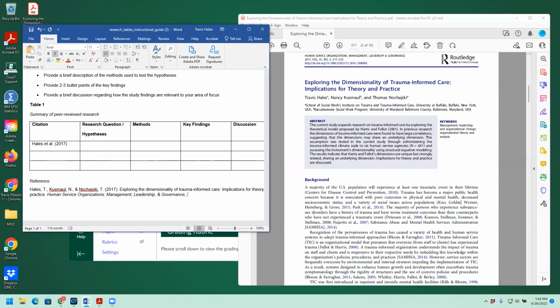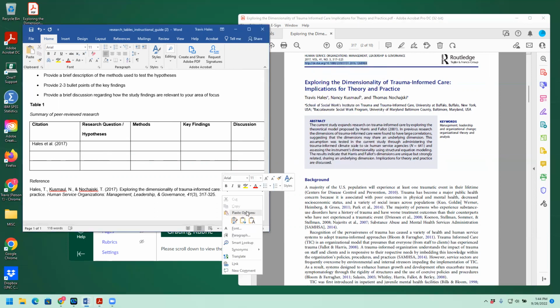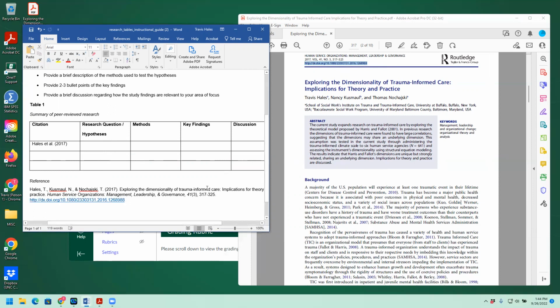And here you put the volume number in italics. It was in volume 41. And then the issue number in parentheses after, followed by the pages. Lastly, per the 7th edition, we want to copy and paste in the DOI if it's available. And this DOI basically is just the identification number that each peer-reviewed article has. So there's a complete reference. I have the citation in the table.